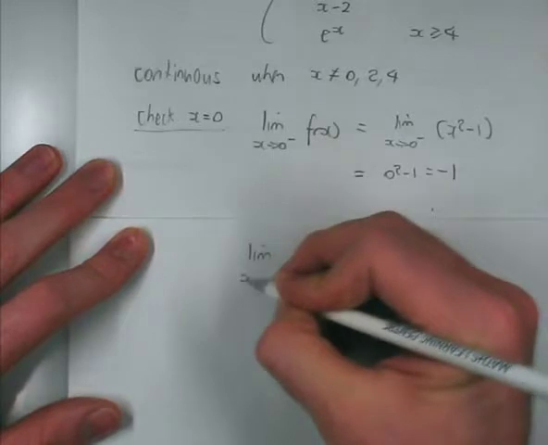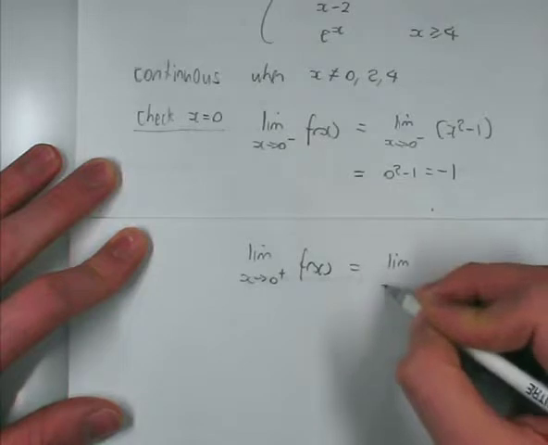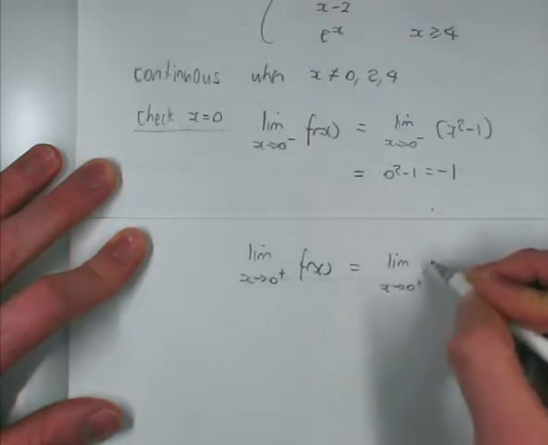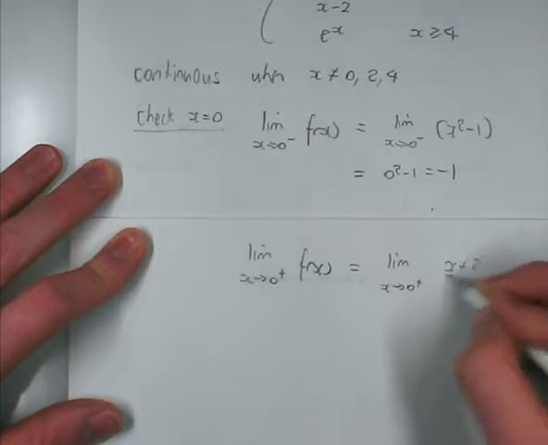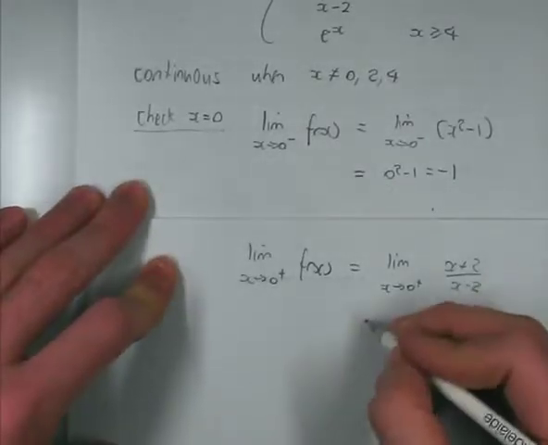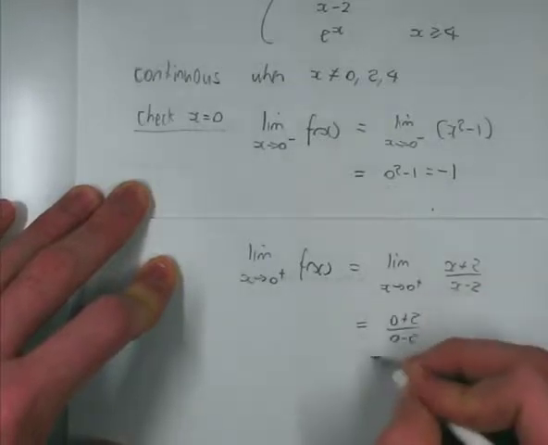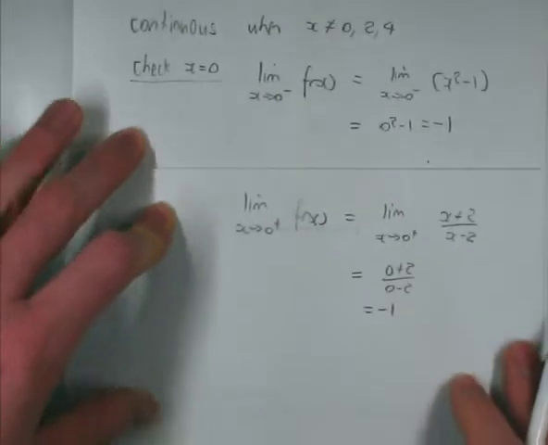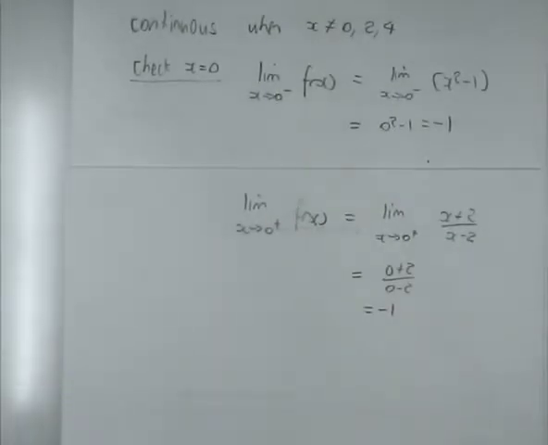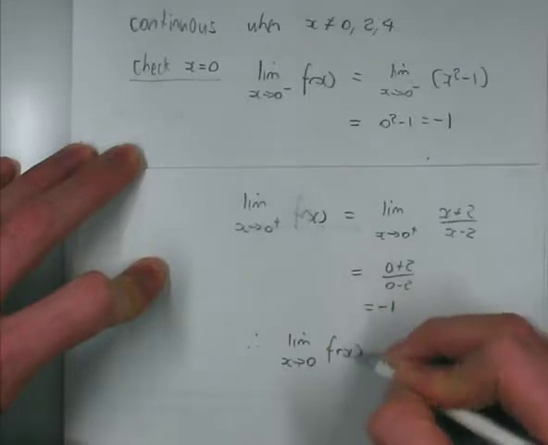And the limit as x approaches 0 from above of f of x. Well, the formula for f of x above 0 but close to 0 was (x plus 2) over (x minus 2). So I'm just looking at the bit that's right next to 0. And that's not 0 on the bottom, so I can just sub that in, which is minus 1. And now I check to see if they're equal, which they are. And so therefore, the limit as x goes to 0 of f of x is minus 1.